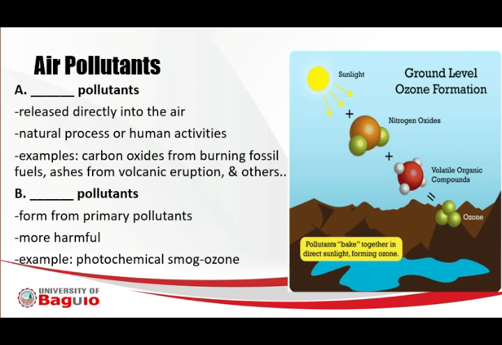So again, take note that secondary pollutants are formed from the primary pollutants, and primary pollutants are directly released into the air. We can identify the sources, or the single type of element or gas, that is directly released into the air. Okay, so that is what we call the primary and the secondary.